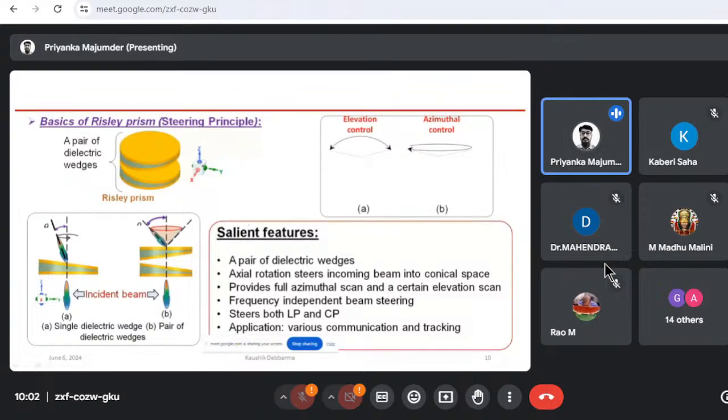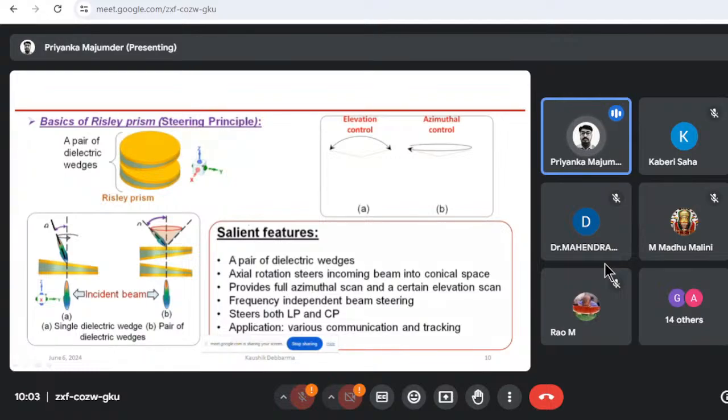Now, what is the feature? The feature is very simple. We only use a pair of dielectric wedges. Now, instead of rotating the antenna in full 3D axis, we are just rotating it axially. And even after doing this, we are able to steer the beam in a conical scan. Also, this is frequency independent. That means we can use it at any frequency, right? And we can steer both linear polarized and circular polarized incident waves.